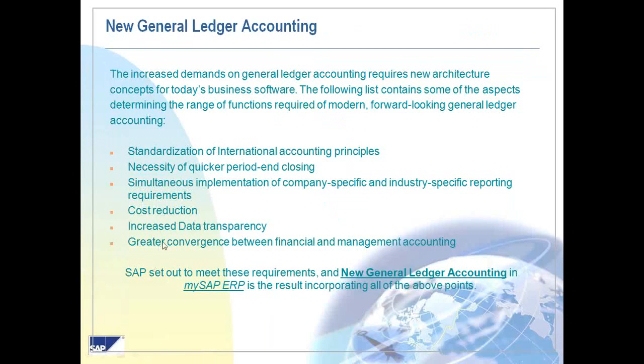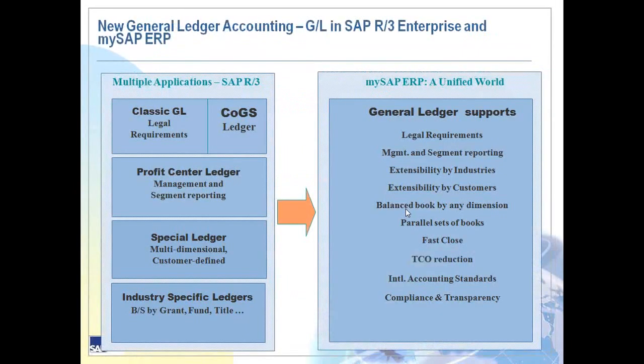Okay, so there is a lower total cost of ownership and increased data transparency, greater convergence between the financial and management activity. Okay, that means real-time integration is possible between FI and CO because of the UGL concept. So this is the difference between the R3 and the UGL available within my SAP ERP system.